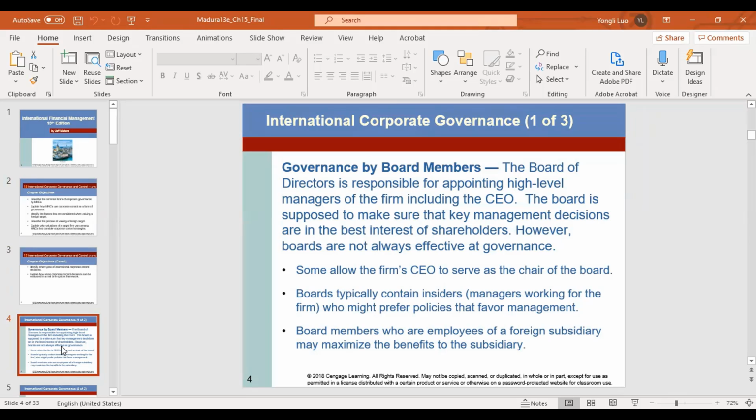Governance by board members. The board of directors is responsible for appointing high-level managers of the firm, including the CEO. The board is supposed to make sure that key management decisions are in the best interest of shareholders. However, boards are not always effective at governance.